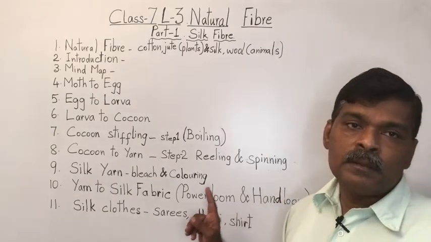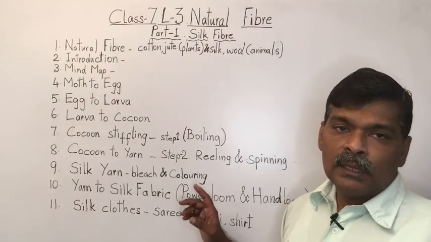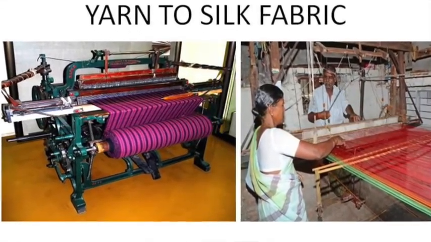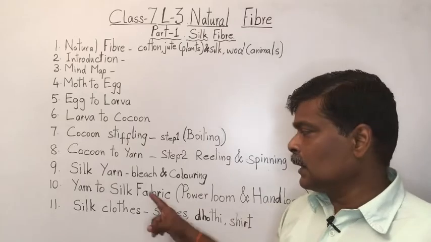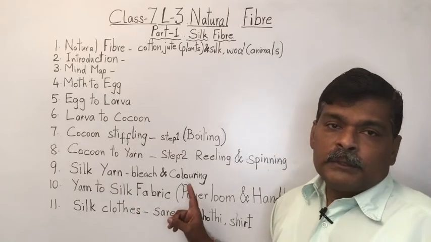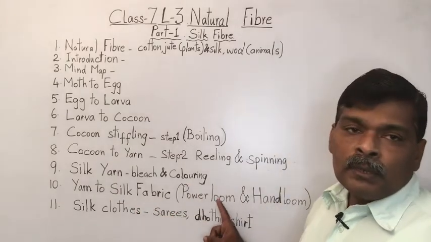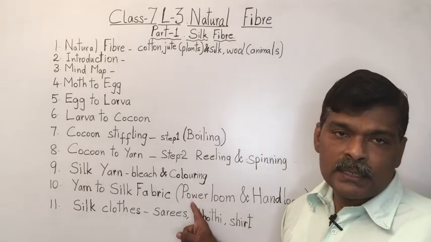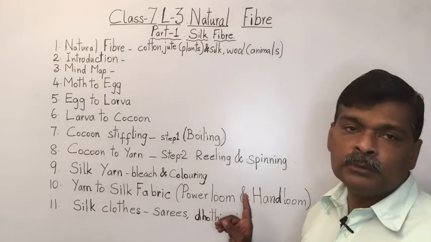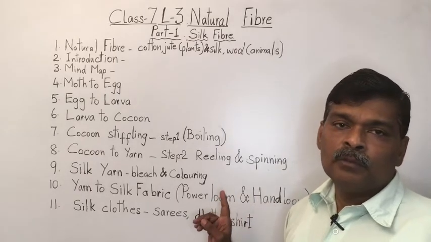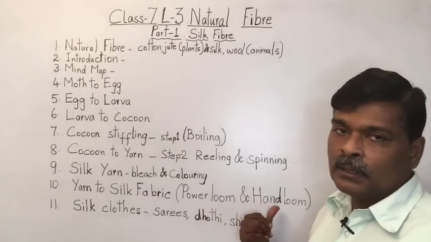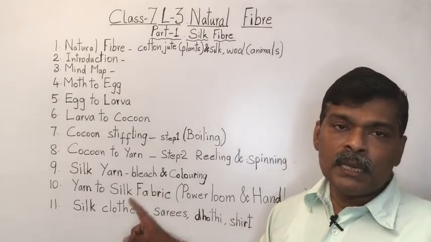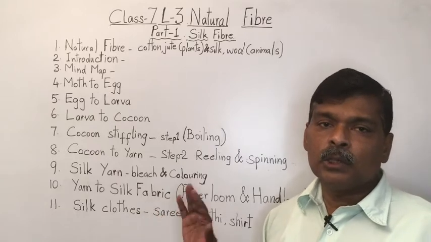What is a loom? It is a machine which joins the weft threads and warp threads, lengthwise and breadthwise, together. That machine is called a loom. There are two types of looms. One is the power loom, operated by electricity and motors, and the other is the hand loom, which is manual work by human beings. By that we get the fabric. So we got the silk fabric, which is nothing but silk cloth.